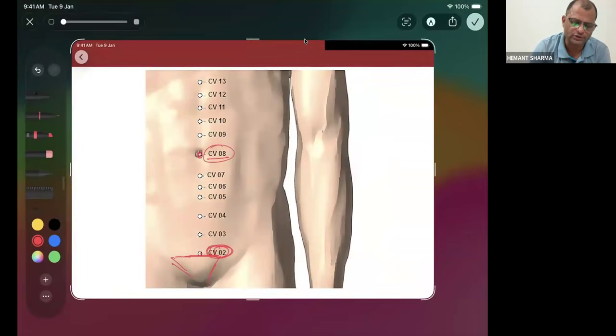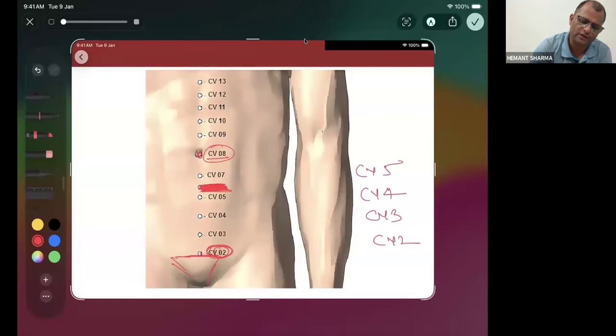For some time, just forget CV6. Forget that there is a point named CV6. So just remember CV2, CV3, CV4, CV5, CV7 and CV8. The upper border of the pubic bone is CV2.